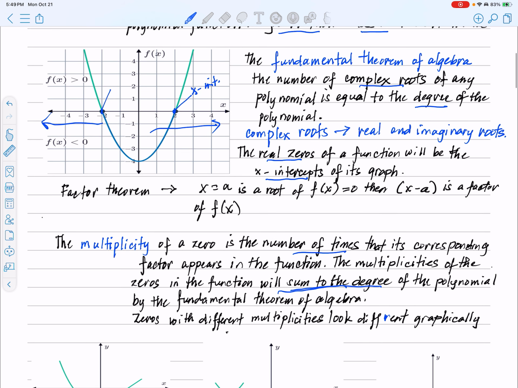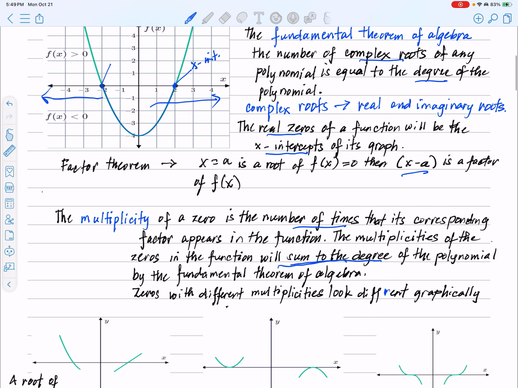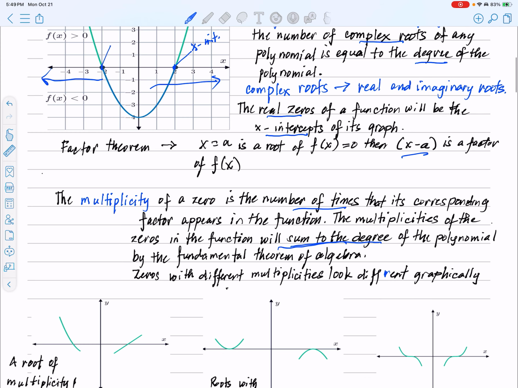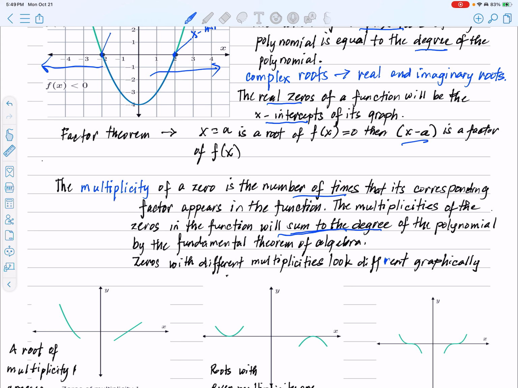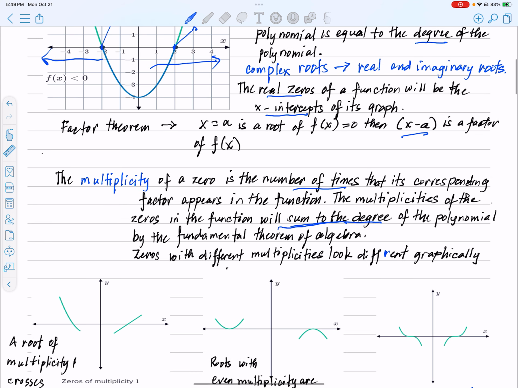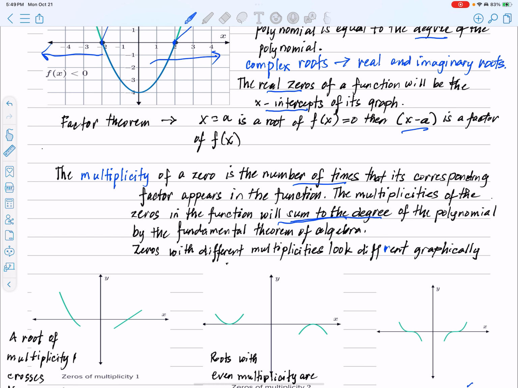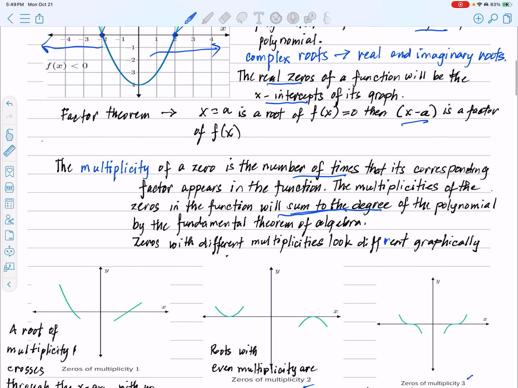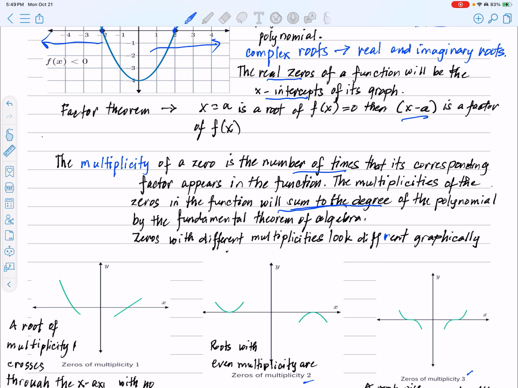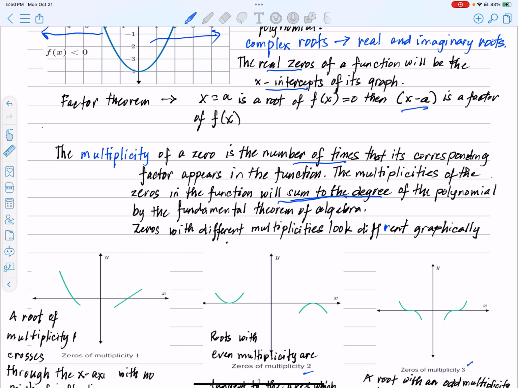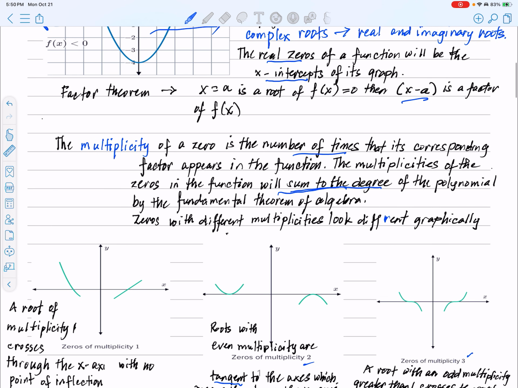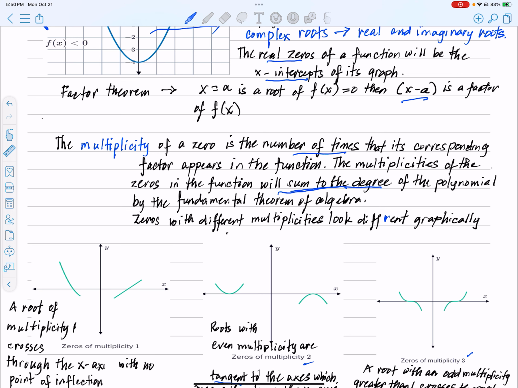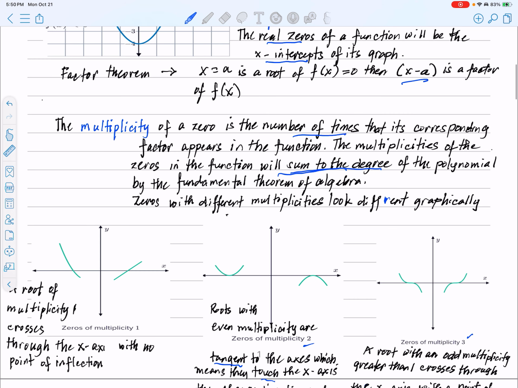Factor theorem. When x equals a is a root of f of x, then x minus a is a factor of f of x. Next is multiplicity. The multiplicity of a zero is the number of times that its corresponding factor appears in the function. Multiplicities of the zeros in the function will sum to the degree of the polynomial by the fundamental theorem of algebra. I underline that because we're going to encounter that later on.